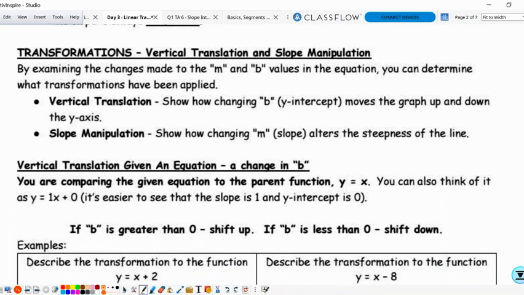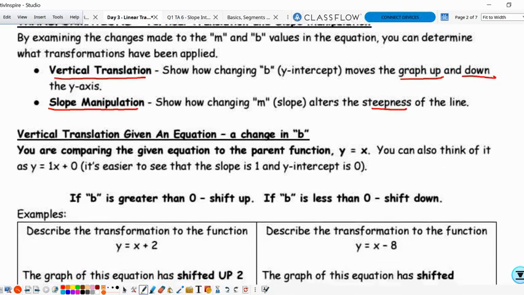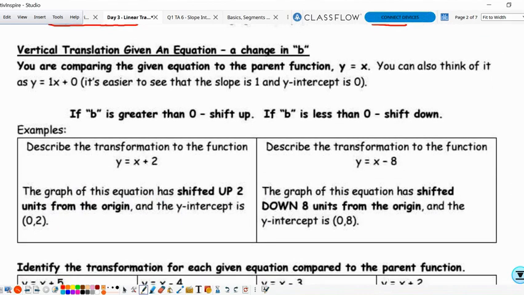A vertical translation is showing how we're changing the b, the y-intercept, and how it moves the graph up or down along the y-axis. Slope manipulation shows how we're changing the m, or the slope, and it alters the steepness of the line. So again, your slope manipulation changes how steep your graph is. Your vertical transformation moves the graph up or down.